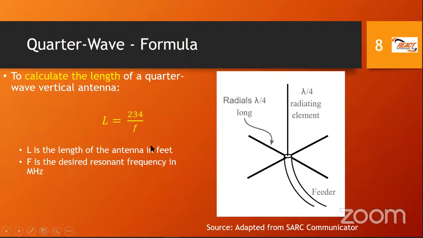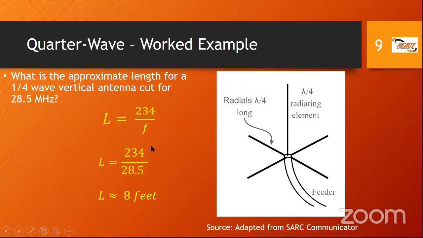Let's go to the worked example. And this is an actual question in the exam. What is the approximate length for a quarter wave vertical antenna cut for 28.5 megahertz? So before we do the actual calculation, notice that we're using the lingo.